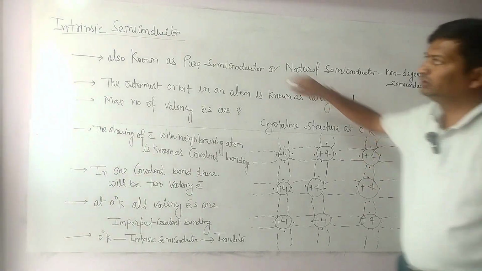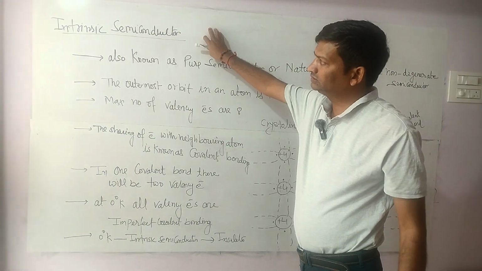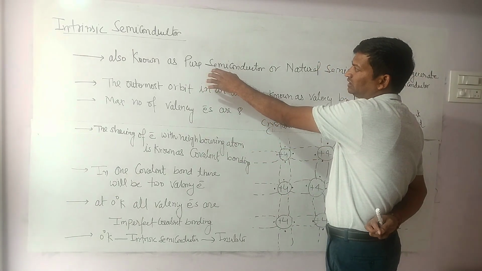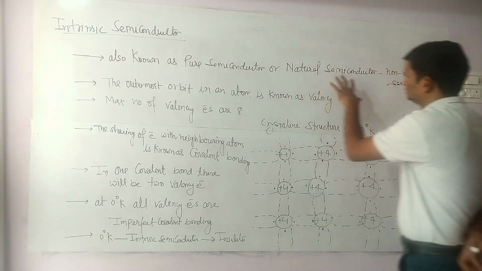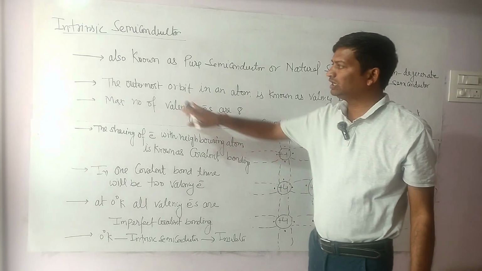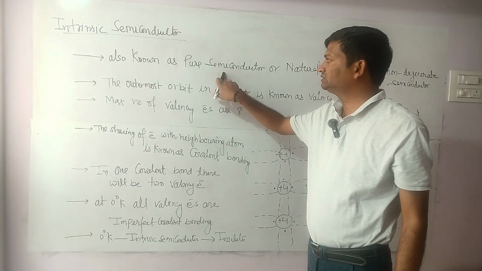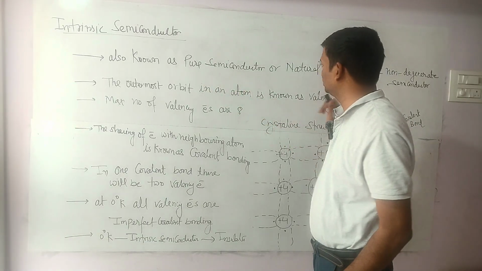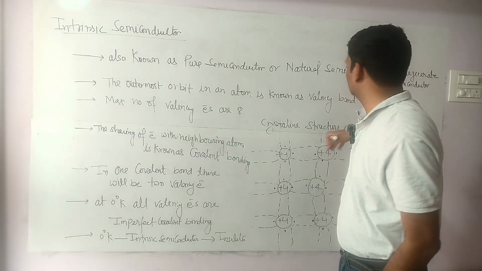Hello everyone. So today we will learn about the intrinsic semiconductor. Intrinsic semiconductors are known as pure semiconductors, natural semiconductors, or non-degenerate semiconductors. So this is the actual name of this. We can say that an intrinsic semiconductor is known as a pure semiconductor or natural semiconductor.